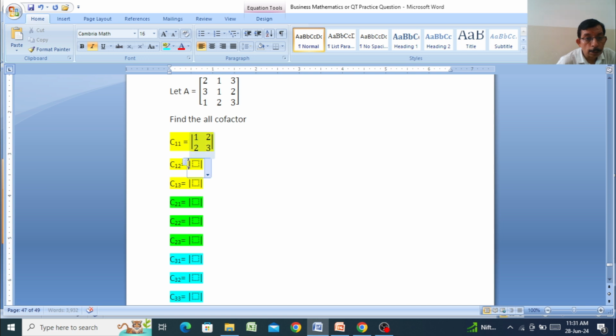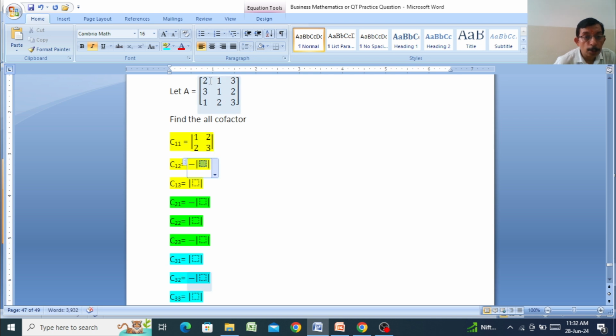For C12, the sign is taken as minus because the sum of the indices is odd. For C13, the sum of the indices is 4, an even number, so there is no sign change. For C21, the sum is odd, so we take the minus sign. C22 has an even sum, so the sign is unchanged. C23 has an odd sum, so we take the minus sign before the determinant. C31 is even, C32 is odd, so it takes the minus sign, and C33 is even, so there is no sign change.